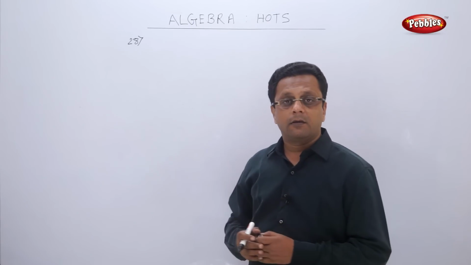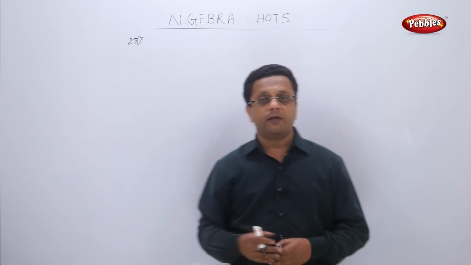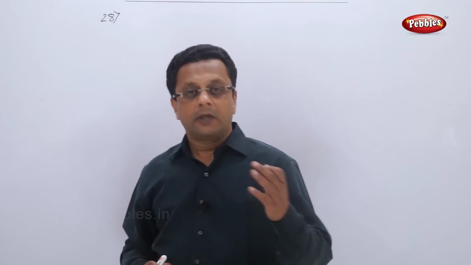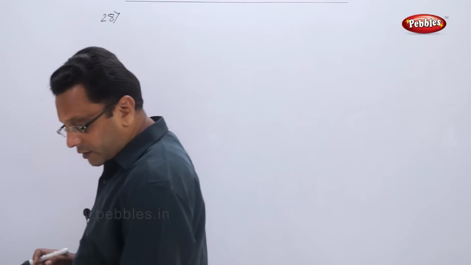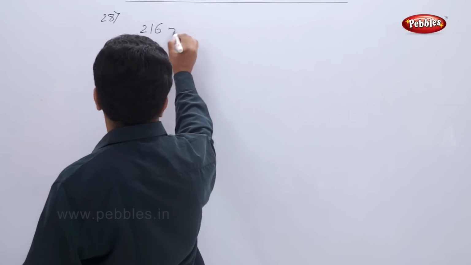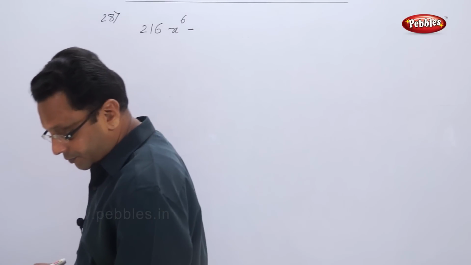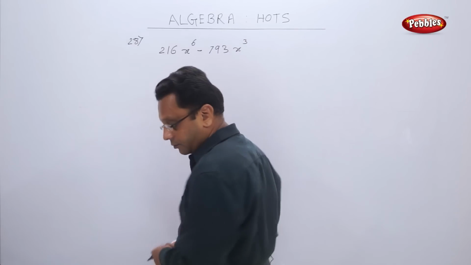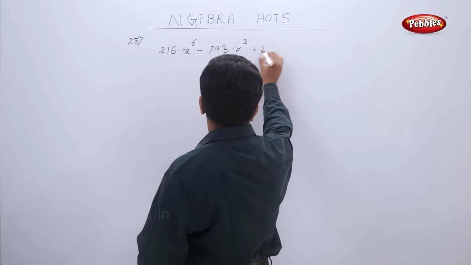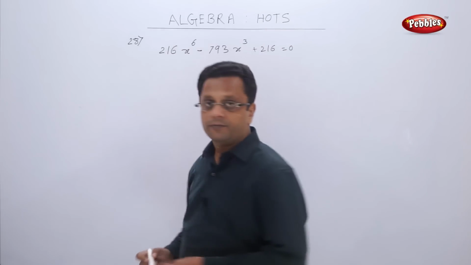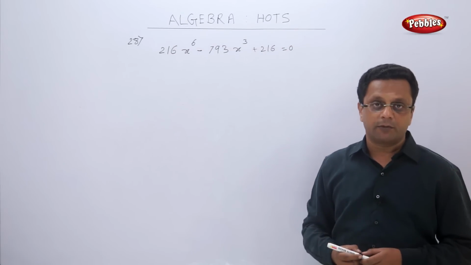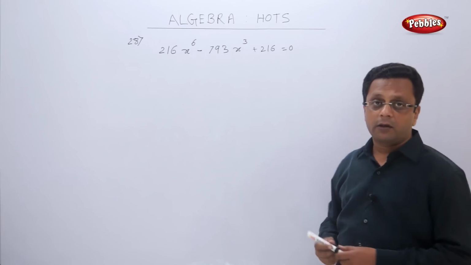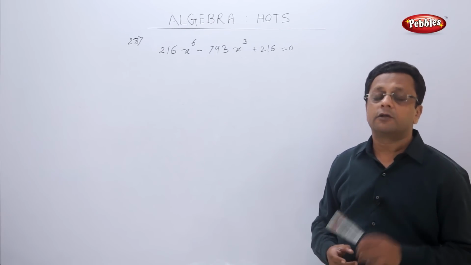Again, this problem is very easy and will test your arithmetical capability. Okay? How strong you are in multiplication, division, addition, subtraction, and factorization. Let us see the equation: 216x^6 minus 793x^3 plus 216 equals 0. Many students just skip this problem because x raised to 6 is there and such a long calculation is there. But mind well, this is very easy.